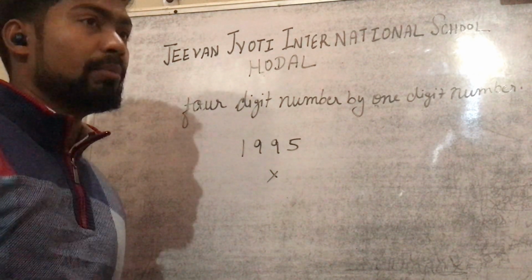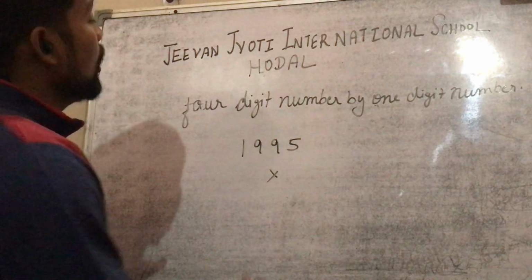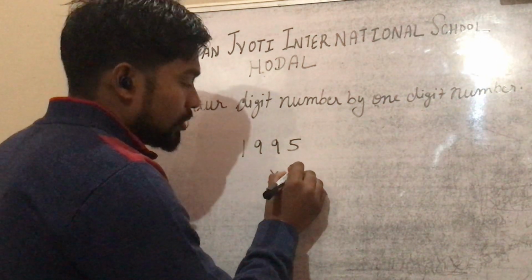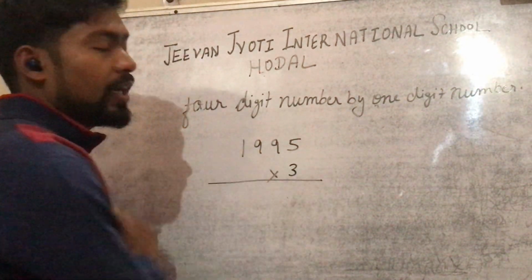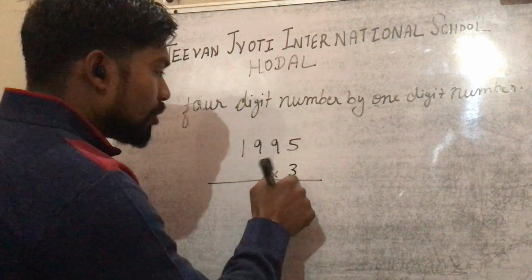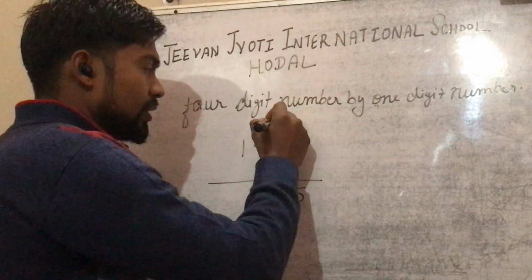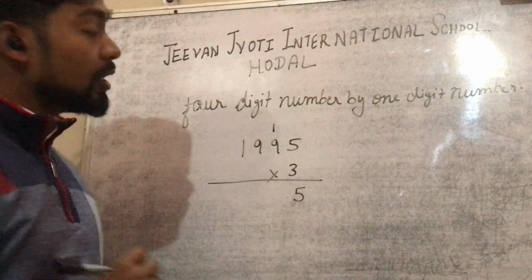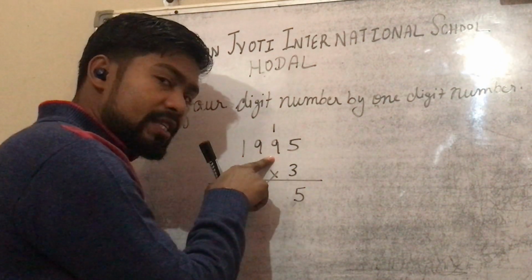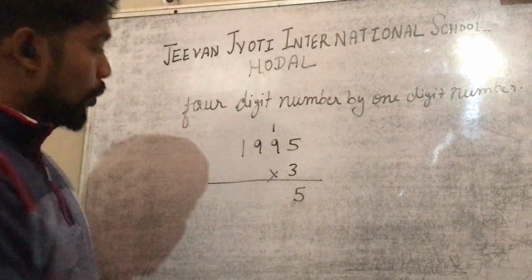You guess and multiply your date of birth with your favorite number. So my favorite number is 3. I am multiplying 1995 by 3. So 3 fives are 15.